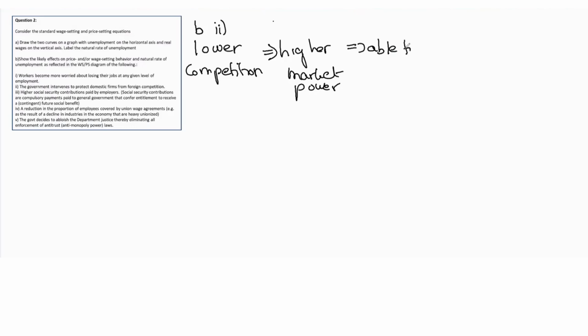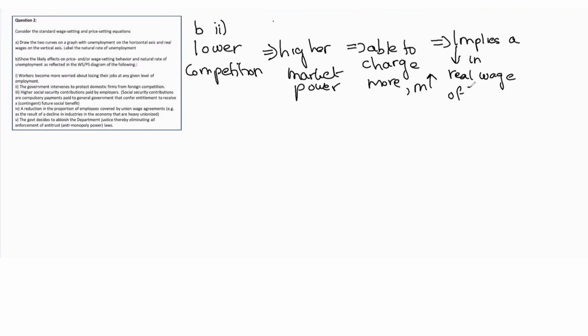So we have lower competition. Now lower competition would mean higher market power. You're able to charge more because there are no competitors to force your prices down. Able to charge more, which means your markup increases. And this implies a decrease in the real wage offered by firms.